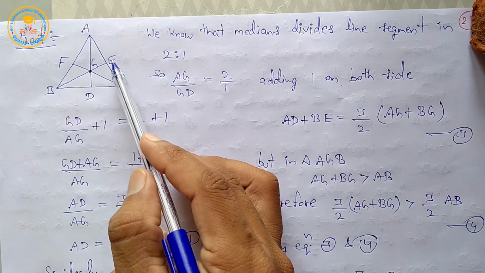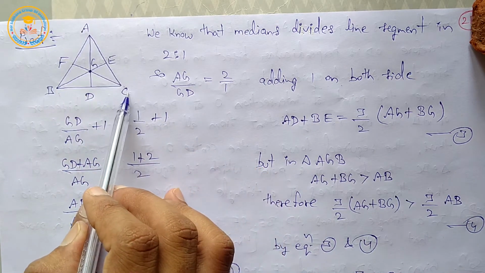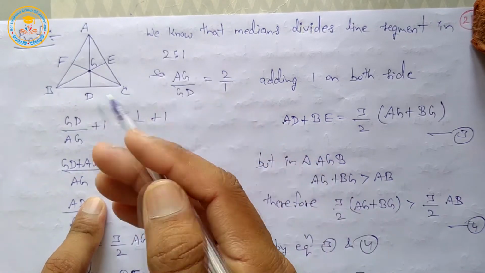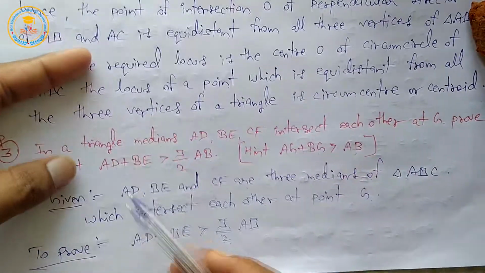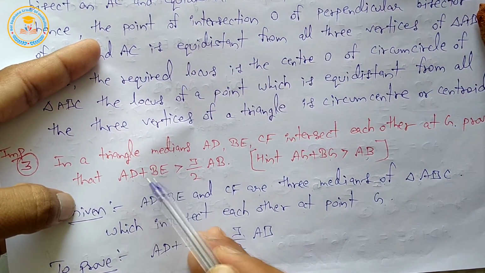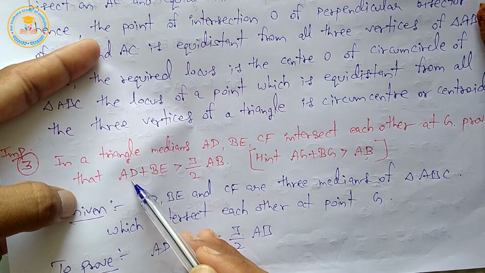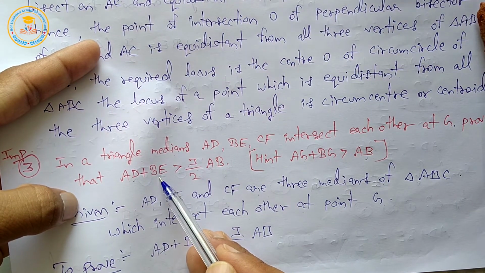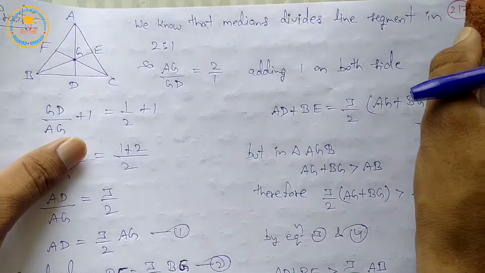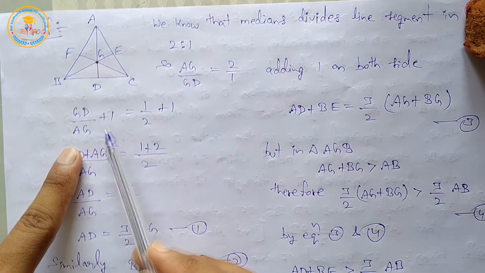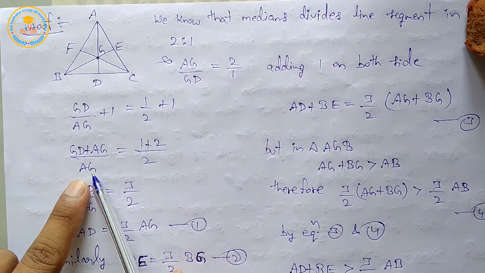Now taking the LCM, the LCM is AG. In the upper part, GD plus AG. Here, taking the LCM, it is 2. Upper part 1 plus 2. Now GD plus AG is total AD. So AD upon AG as it is, 1 plus 2 is 3, 3 by 2 as it is. Now the value of AD is 3 by 2 into AG.